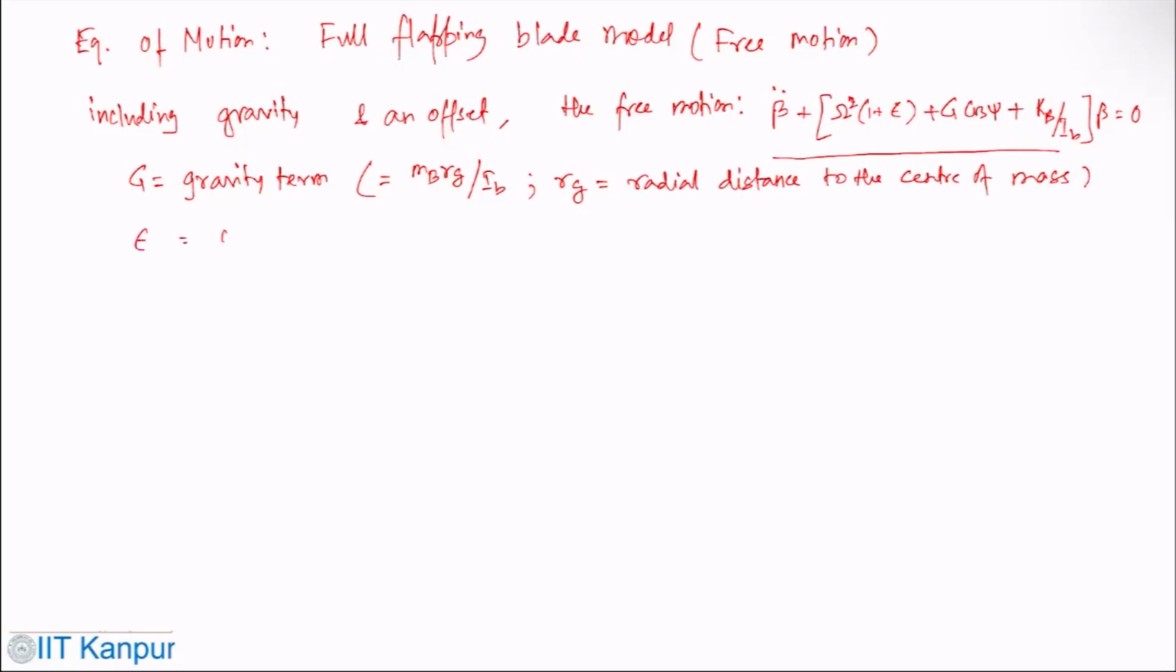Epsilon is the offset term, which is given as 3e divided by 2 into 1 minus e. Psi is the azimuth angle. Okay. So this is what the complete equation looks like.